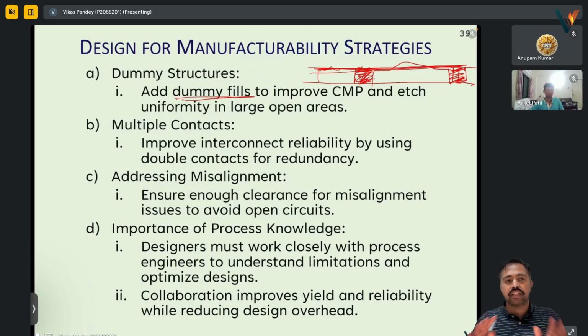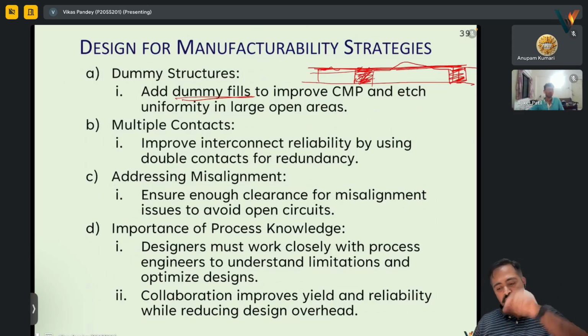Okay, these things have to be done. Multiple contacts are given for the same point, the same connection, not just one connection but two or three connections. So if one fails, we get redundancy. Same structure, same connection, but two or three points.